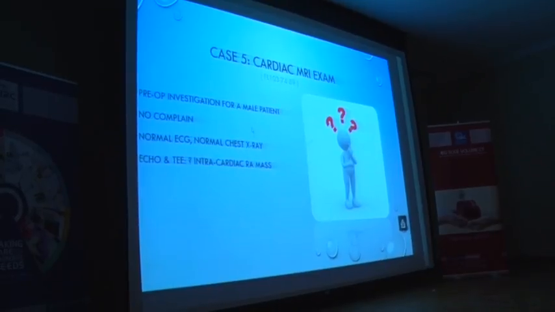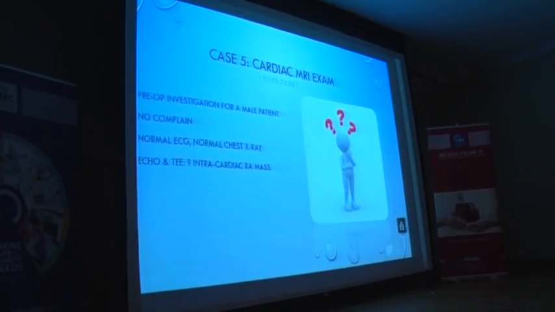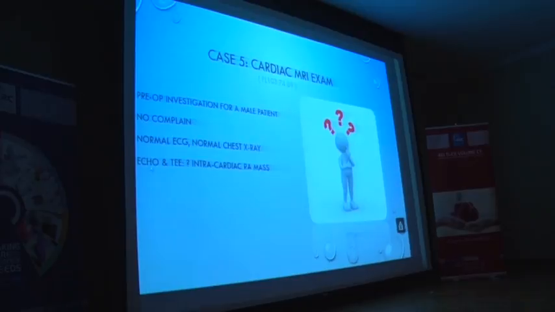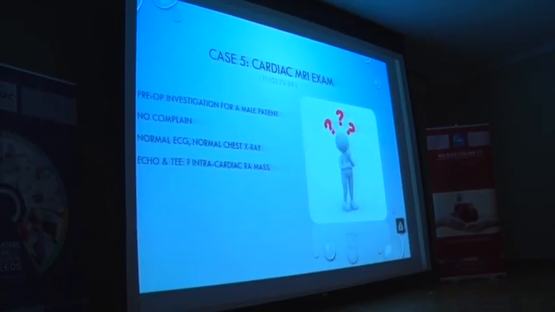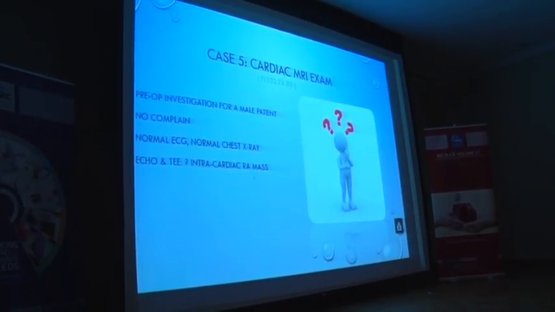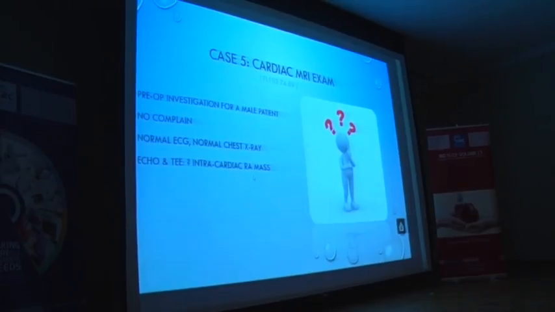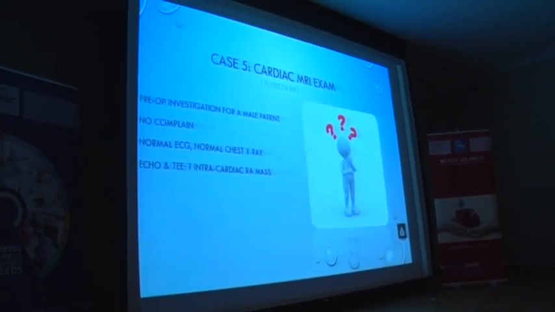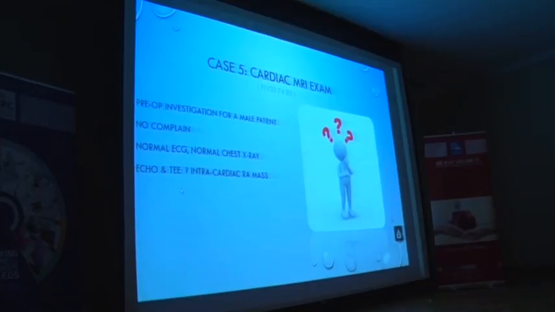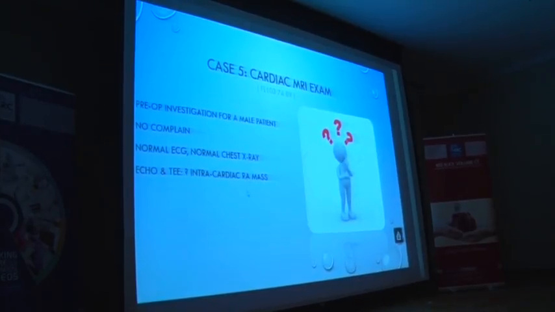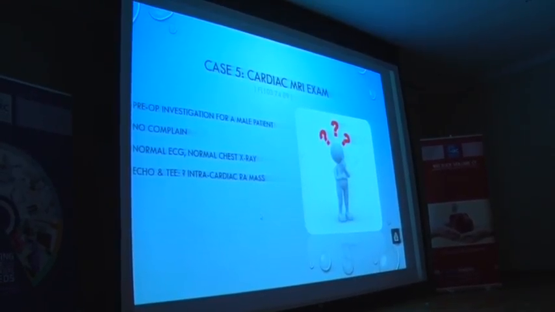He was going for a surgery, normal surgery. He had no complaint. Then he went for an echo. And on echo, they found an intracardiac, a right atrial intracardiac mass, okay? So they went for a transesophageal echo, which confirmed that it was a right atrial mass, but they needed more information.